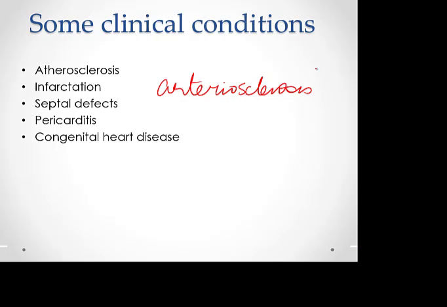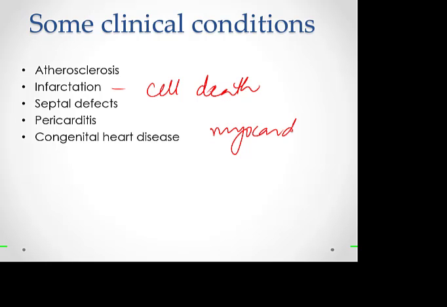Infarction is cell death. And since we're doing the cardiovascular system, we'll call it myocardial infarction. You've heard of the term angina, right? And then you may have heard of someone having myocardial infarction. Angina is a condition which is because of temporary ischemia to the cardiac muscle. So the muscle doesn't die totally, there's just temporary ischemia.